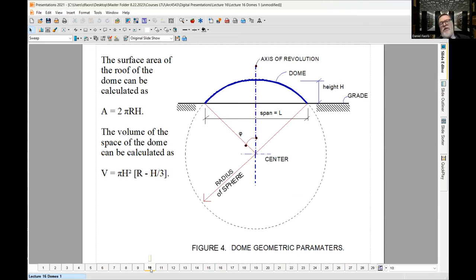The surface area of the roof, that's how we're going to generate our load. As shown here, A is equal to 2 pi RH. Interior volume is not something we would calculate, but there's a volume calculation for you. The key geometric parameters are shown here.